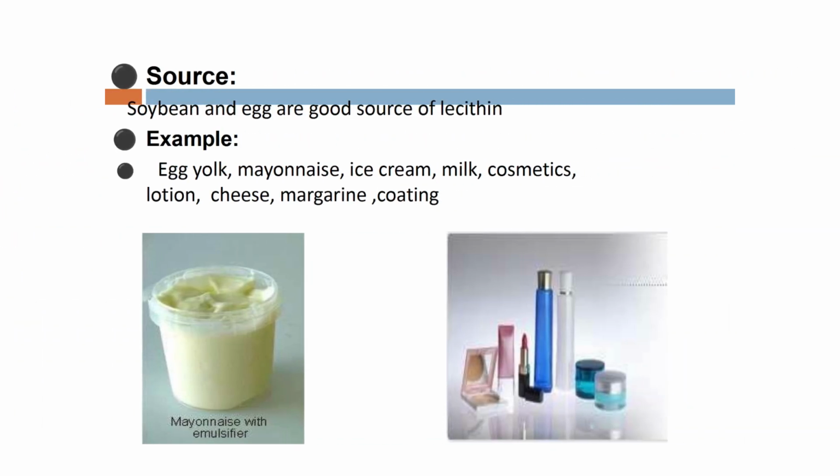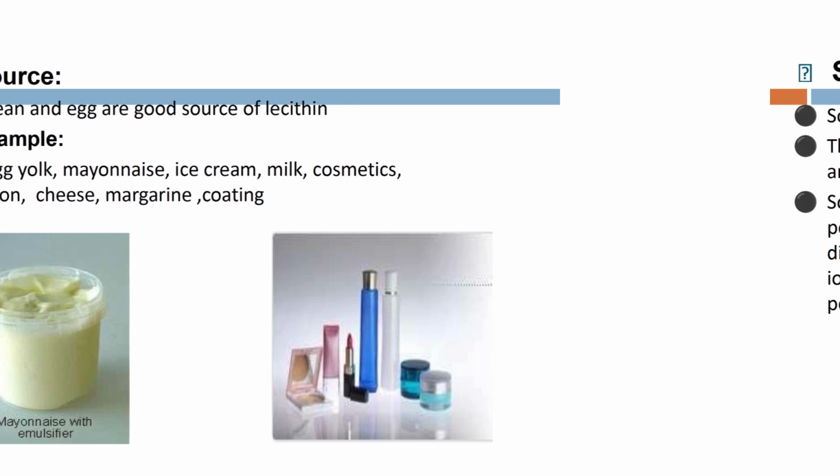So where do we get lecithin from? Soybean and egg are excellent sources of lecithin. You can find it in many products like egg yolk, mayonnaise, ice cream, milk, cosmetics, lotion, cheese, margarine, and coatings. The image on this slide shows a jar of mayonnaise which uses an emulsifier like lecithin from egg yolk to keep its structure stable. Now let's talk about a very familiar emulsifier, soaps.